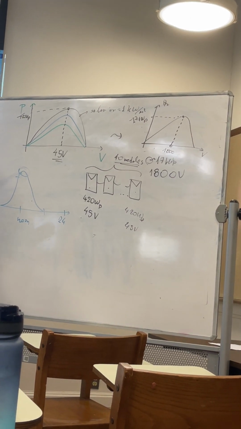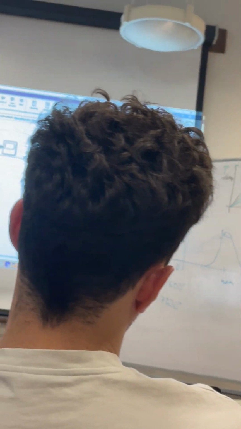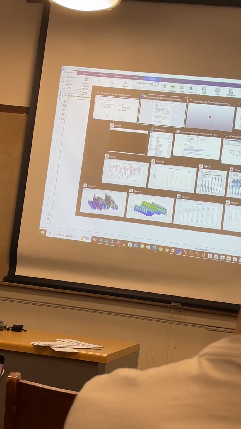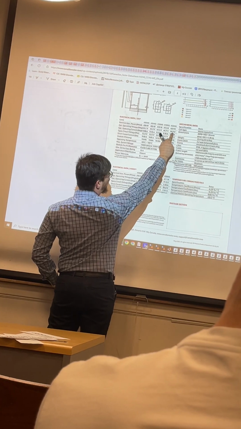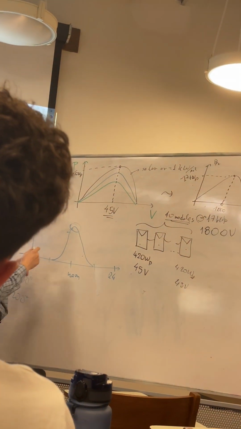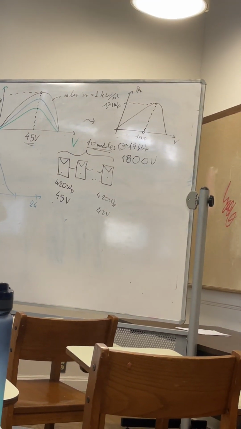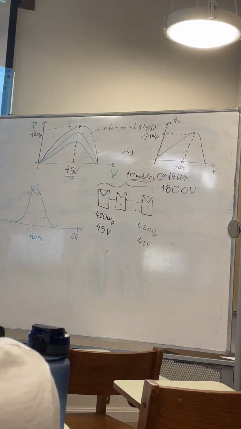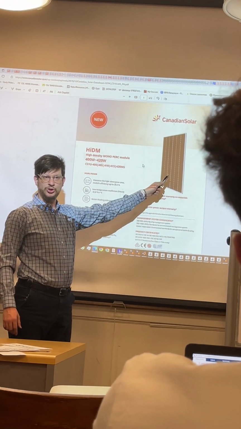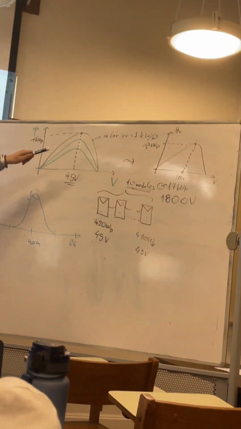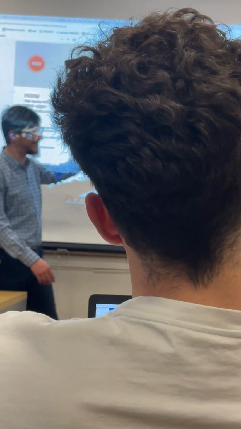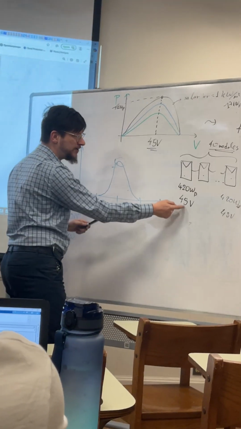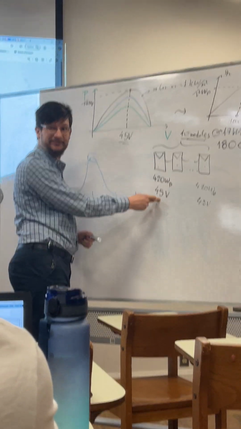Professor, what is the size of each module? I just showed you: 420 watt peak each module and an operating voltage of each module of 45 volts. That's the size. That's one module. Literally what you see here. If you put one module under 1 kilowatt per square meter of sun, it should give you 420 watts if you make its voltage 45 volts.